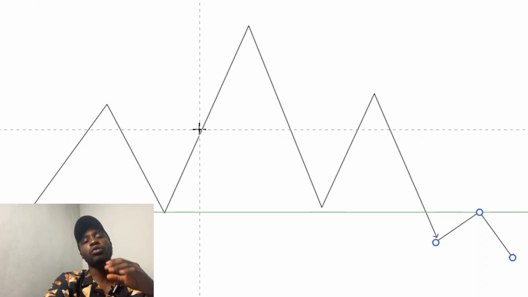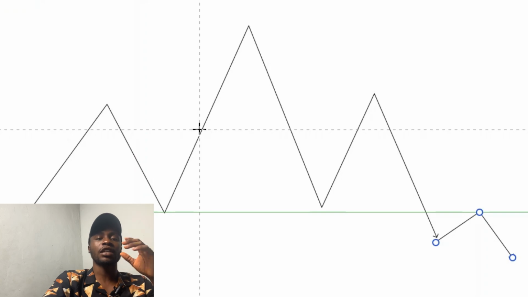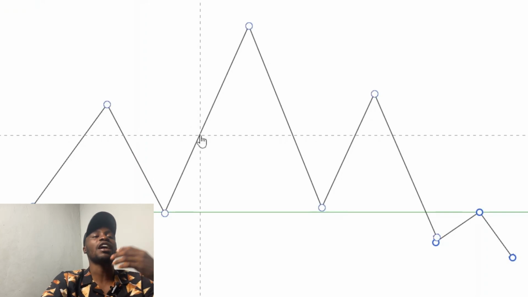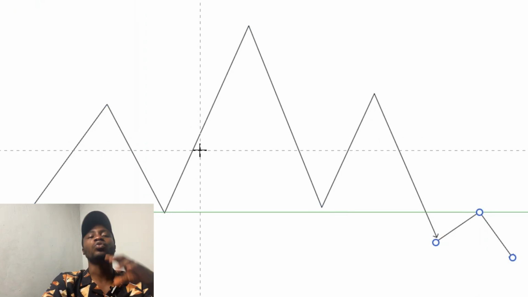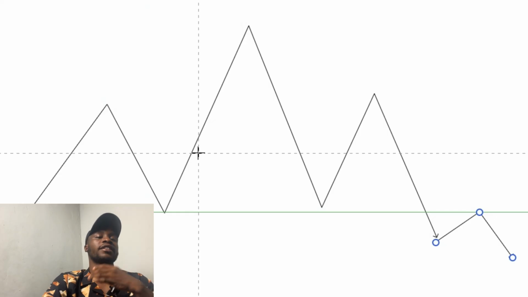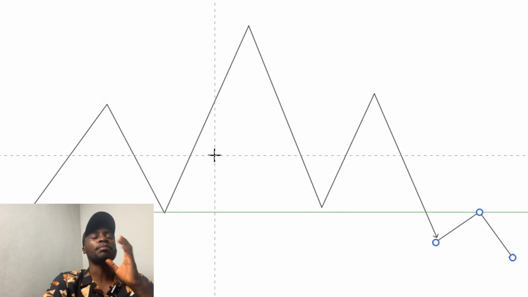You understand? It's exactly that the trend is about to change. That's why they call them reversal chart patterns. The trend is about to change. They are reversing the trend to where it came from. So this is a very powerful chart pattern.